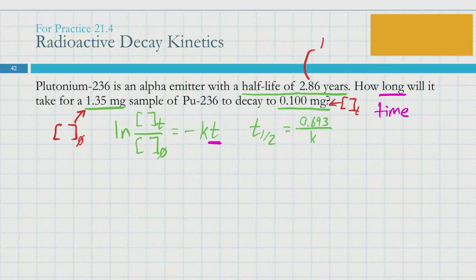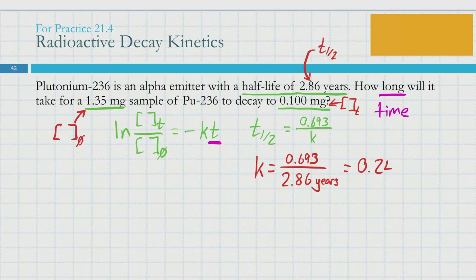Our t1/2, our half-life, is 2.86 years. It's a relatively simple matter to convert this to solve for k. k equals 0.693 over t1/2, which is 2.86 years. So our k is 0.24 inverse years.